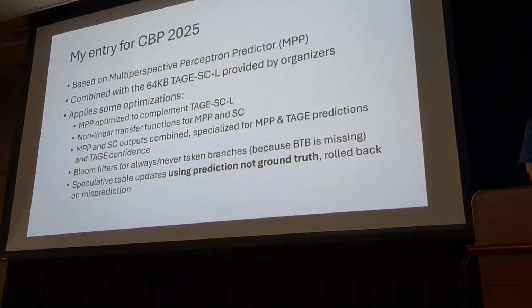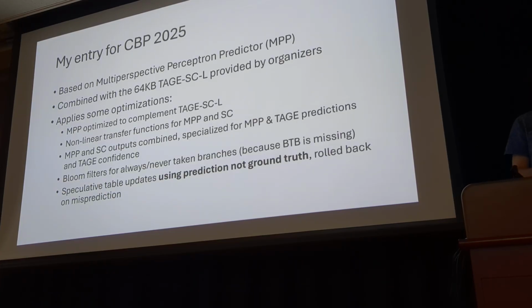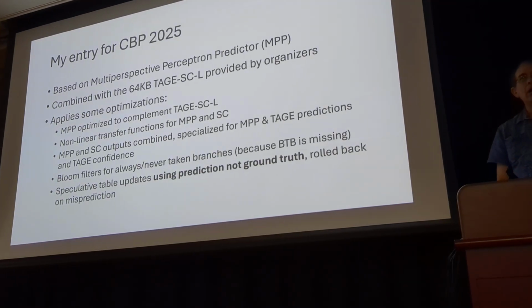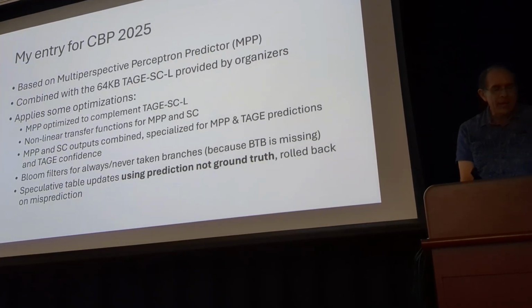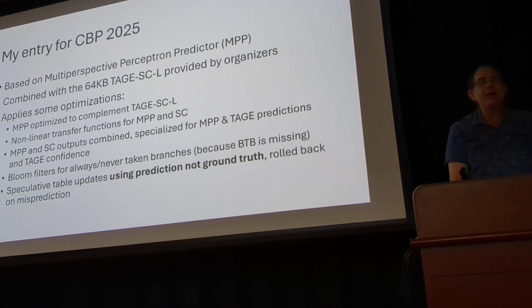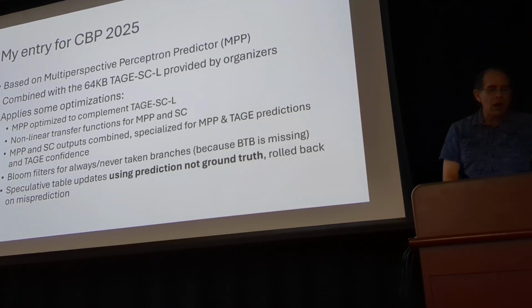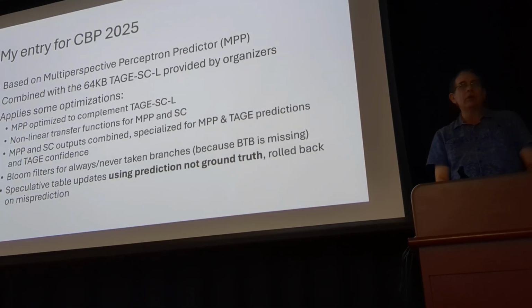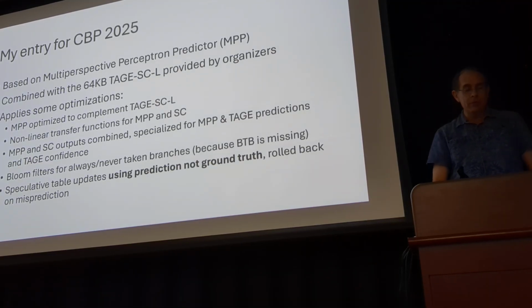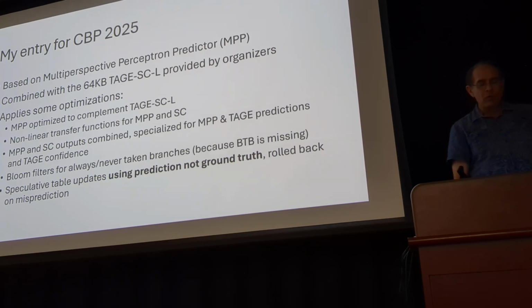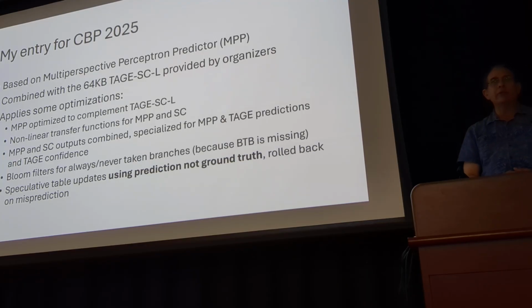I applied some optimization. MPP is optimized to complement TAGE-SC-L, so I developed MPP knowing that TAGE-SC-L will be there, so they're not developed independently. I applied a nonlinear transfer function for MPP, also for the perceptron component of TAGE-SC-L. The outputs of MPP and the SC component are combined to produce the prediction, and the way the outputs are combined is specialized for MPP and TAGE predictions and the TAGE confidence. So I have a little combiner that I put a little bit of thought into to come up with a combination.